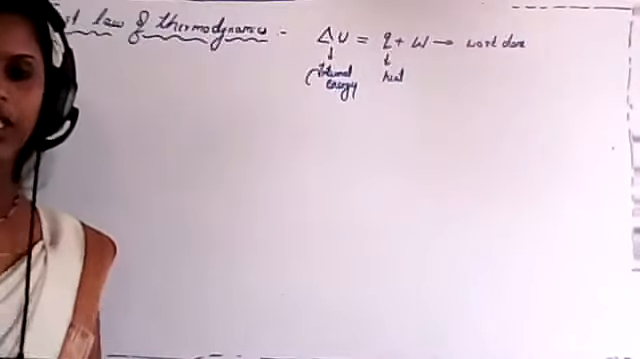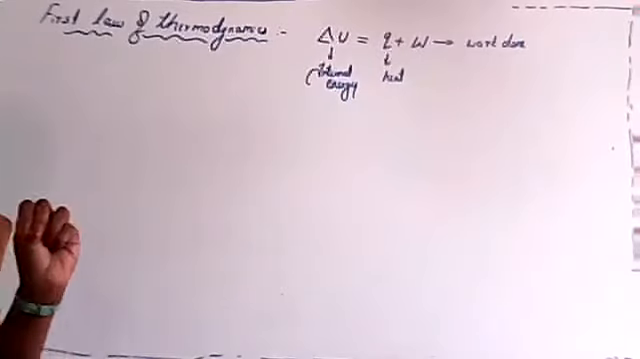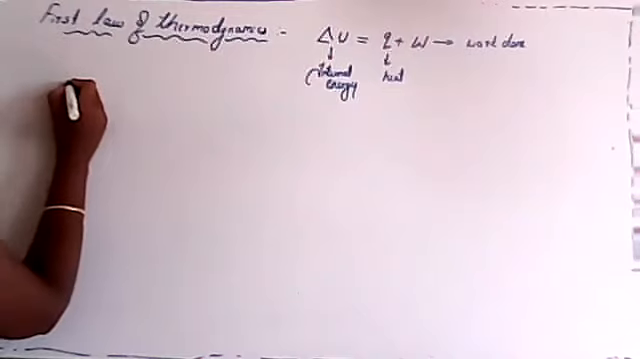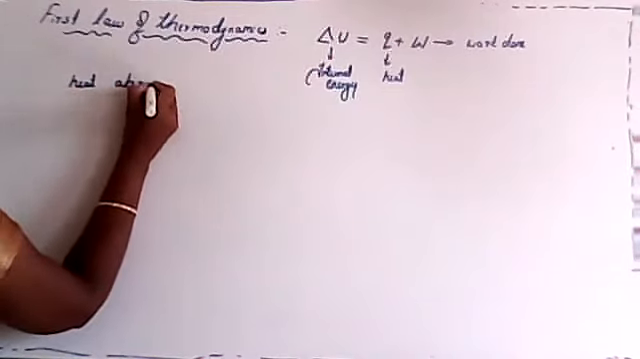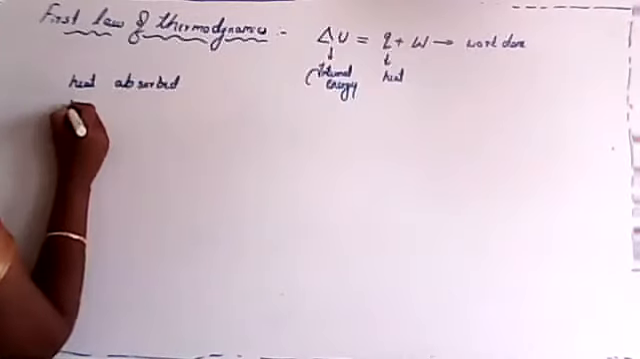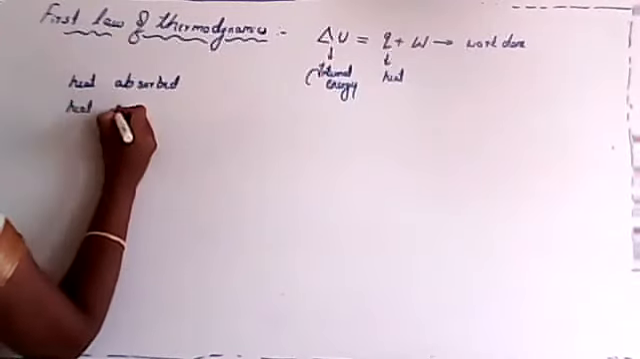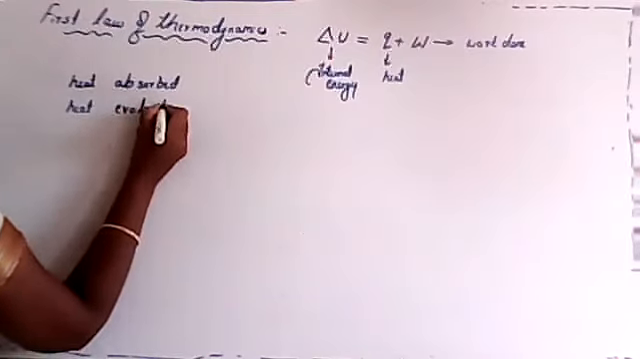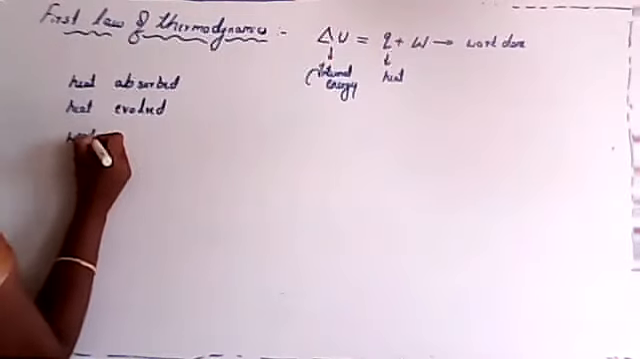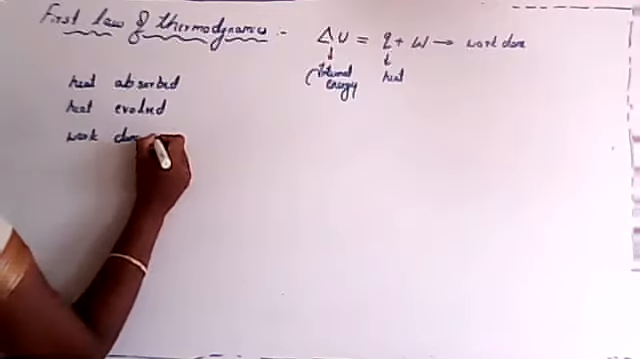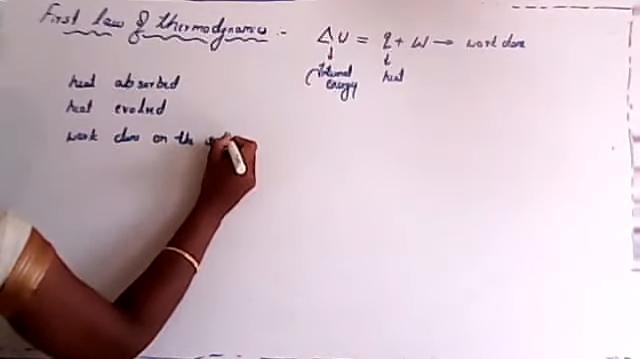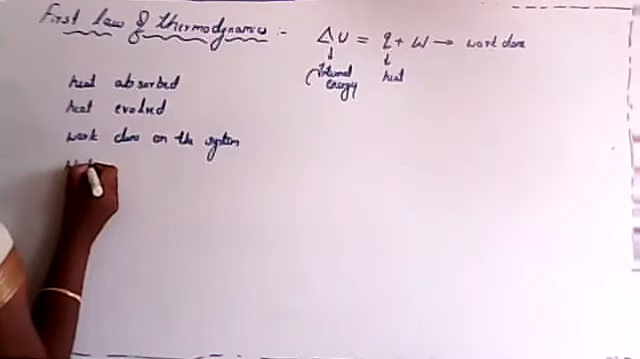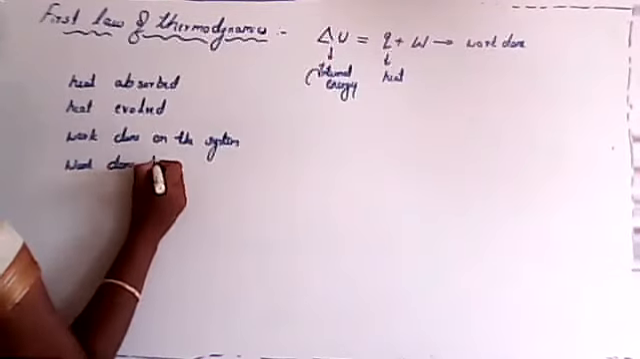Clear? So now there are four conditions. First one is heat absorbed. Second one is heat evolved. Third one is work done on the system. Next one is work done by the system.